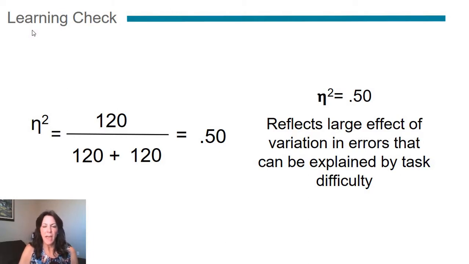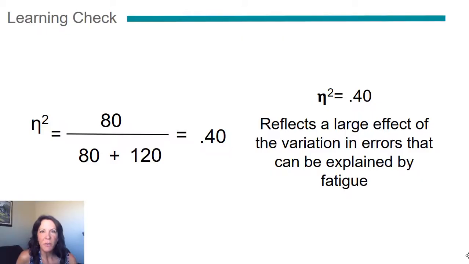The factor A sums of squares were 120. Now this might be a little bit confusing because the within treatment sums of squares was also 120, but we can deal with that. So for this eta squared, we have 120 divided by 120 plus 120, which gave us an eta squared of 0.50. That reflects a large effect of variation in the errors that can be explained by task difficulty.